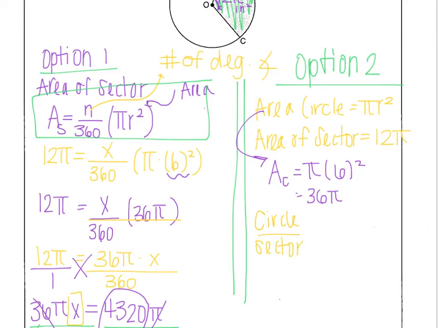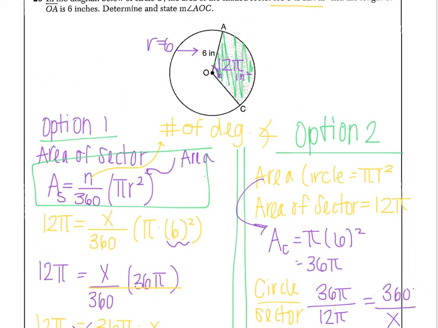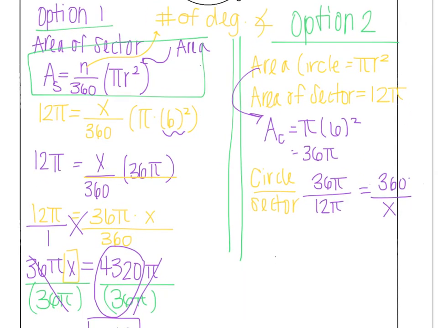So the circle's area is 36 pi over the sector's area is 12 pi, which should be equal to 360 degrees, that's how many degrees are in a circle, over x. I don't know how many degrees this angle is to make up 12 pi as the sector area. So when I set up this proportion, I can cross multiply and solve. So I have 12 pi times 360 equals 36 pi times x.